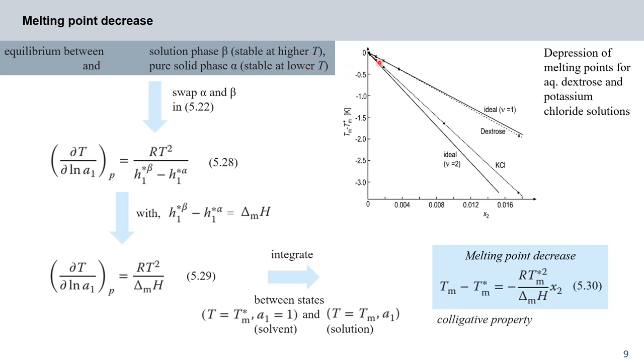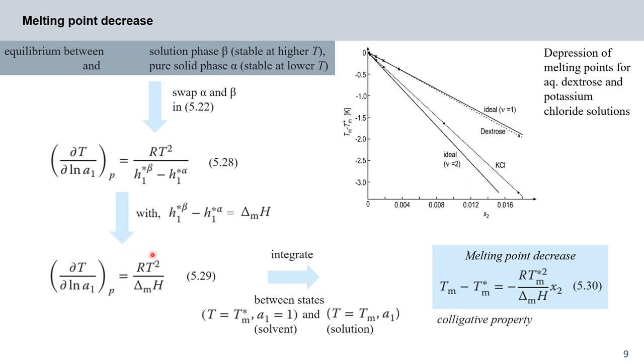So let's again note that during melting or freezing, there is an equilibrium between the solution phase beta, which is stable at higher temperature, and the pure solid phase alpha, which is stable at lower temperature. All previous equations we looked at must retain their validity, even if we interchange alpha and beta. So we get our equation 5.28, and we find that H1 star beta minus H1 star alpha must be the enthalpy of fusion, delta M H, of a solvent. So we plug this in and we get our equation 5.29.